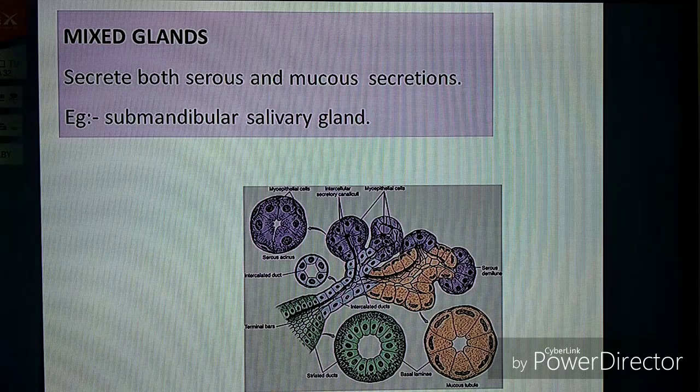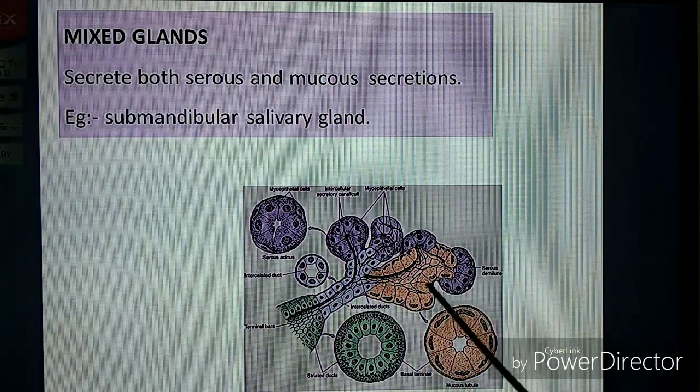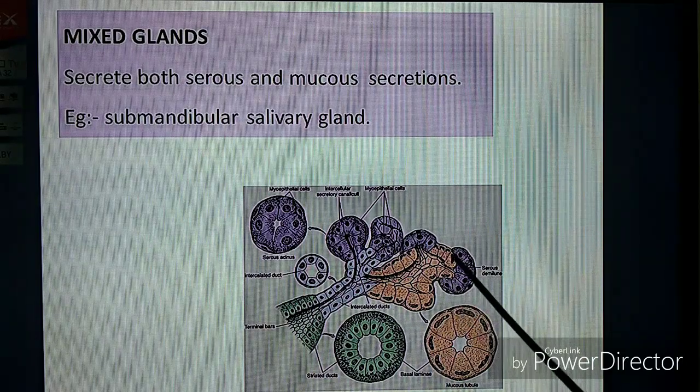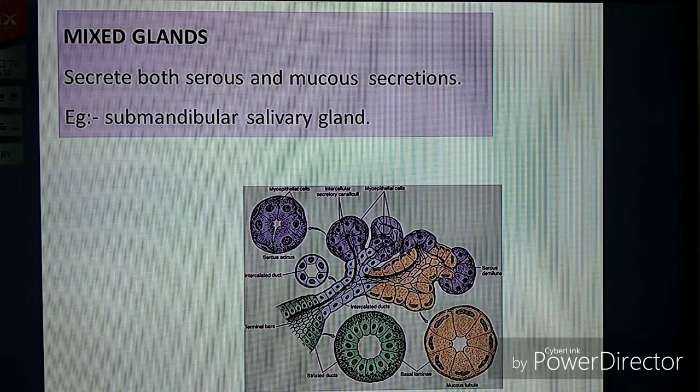But additionally here you can see a specialized structure called a seromucous demilune or serous demilune. So this mucus acinus is capped by another serous acinus here. This combined structure you can call a serous demilune, or sometimes a seromucous demilune. This specialized structure we can appreciate in the mixed salivary glands very well.